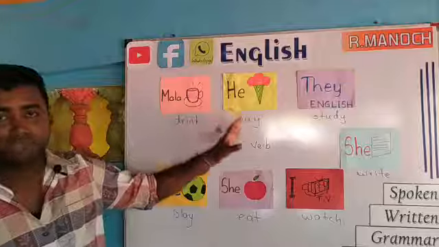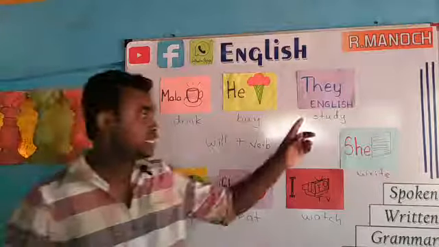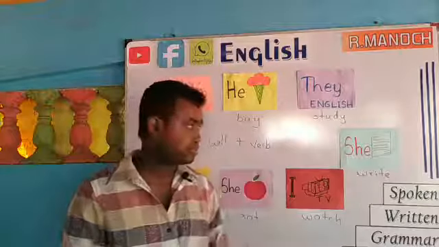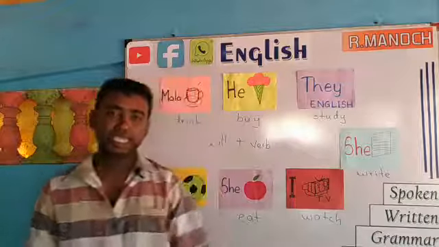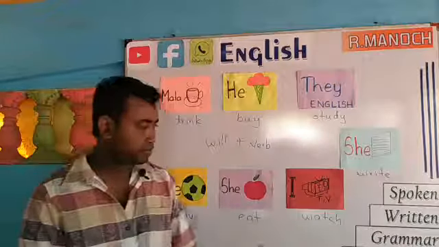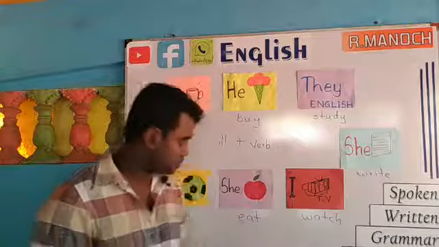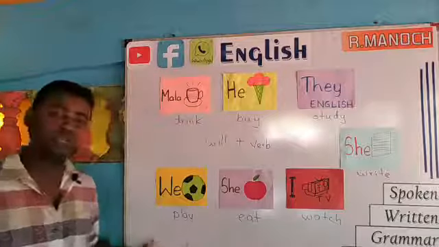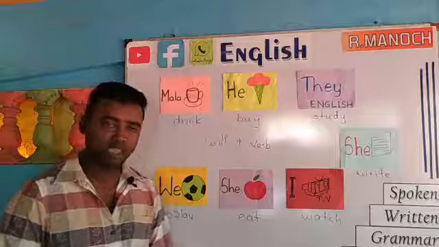He will buy an ice cream. They will study English. She will write a letter. I will watch TV. She will eat an apple. And of course, we will play football. We will play football. Understand?